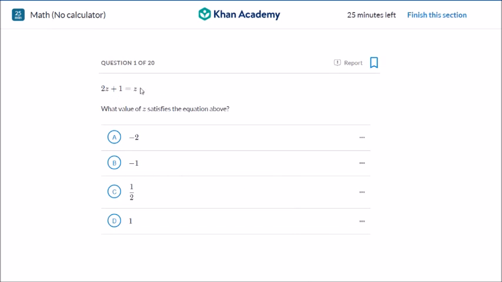2z plus 1 equals z. So subtract 2z from both sides. It's minus 1.